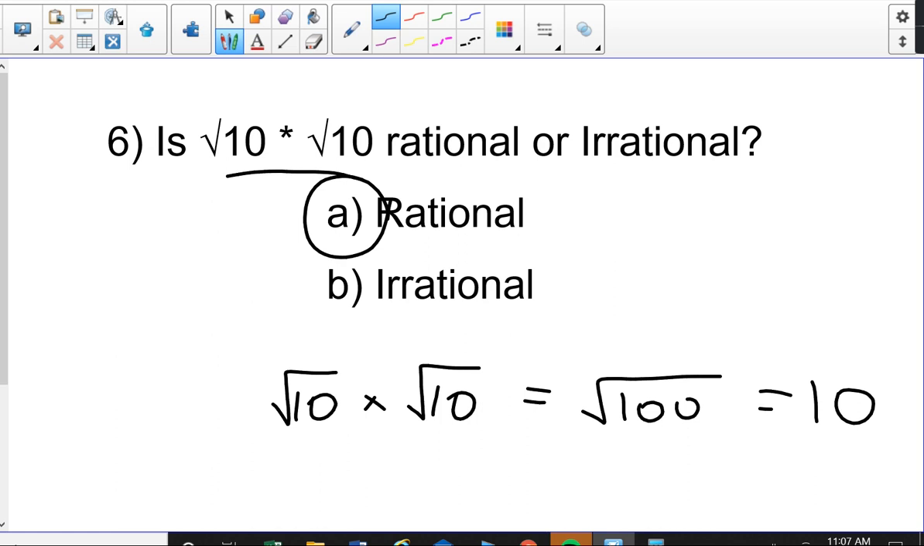And with that, we're finished with our 6 questions about rational or irrational. In the next video, I'll move on to simplifying radicals.